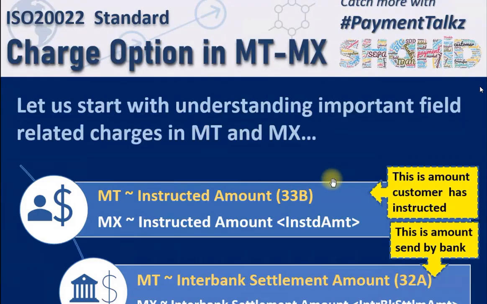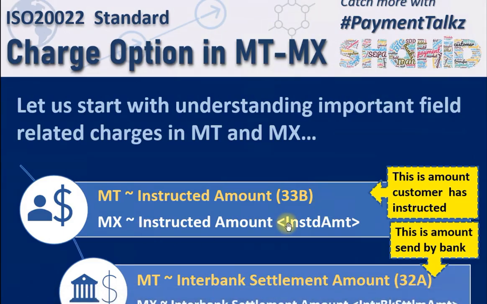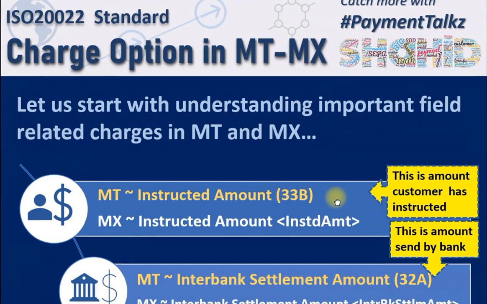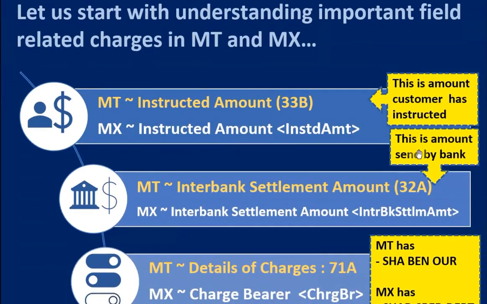Let's start understanding which fields in MT and MX help in managing the charges. The very first and key piece of information is the instructed amount. This is the amount that the customer has given to us. In MX, the tag name is instructed amount. In MT, it is 33B. Then what is moved in the interbank space is 32A in the MT world, and in MX it is interbank settlement amount. This is the amount given from one bank to another. The first one was the amount the customer requested.